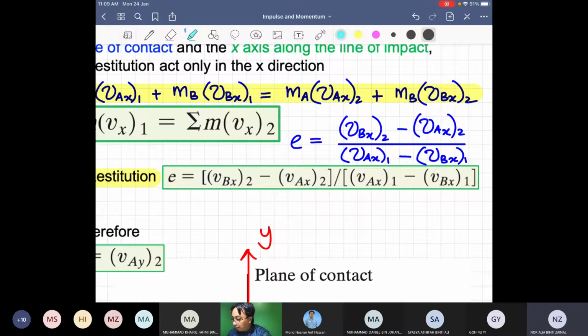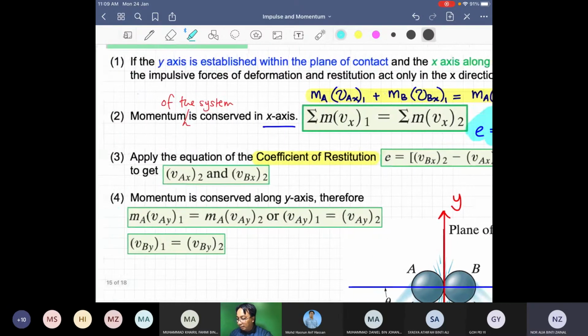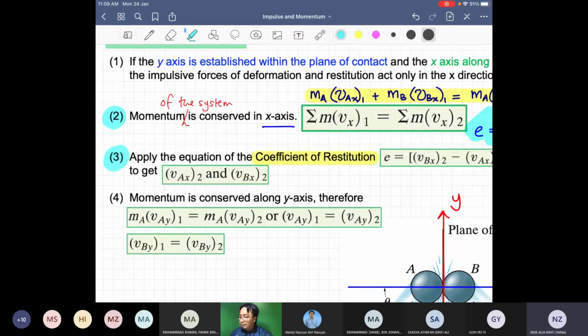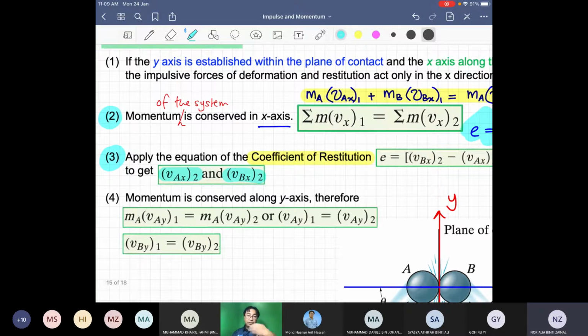So this is the second ataupun the third step lah tadi. The third step is to apply this equation, the coefficient of restitution ini. E is equal to VBX2 minus VAX2 divided by VAX1 minus VBX1. Okay, ini semua masih dalam x-axis. So, bila kita dah selesaikan step 2 dan step 3 ni, kita akan dapat VAX2 dan juga VBX2. Kita akan dapat velocity after impact tapi hanya dalam x-axis. So, untuk y-axis, kita lihat kepada step number 4.